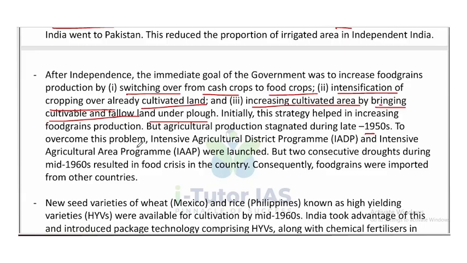To overcome this problem, Intensive Agriculture District Program, that is IADP, and Intensive Agriculture Area Program, IAAP, were launched. But two consecutive droughts during mid-1960s resulted in food crisis in the country. Consequently, food grains were imported from other countries.